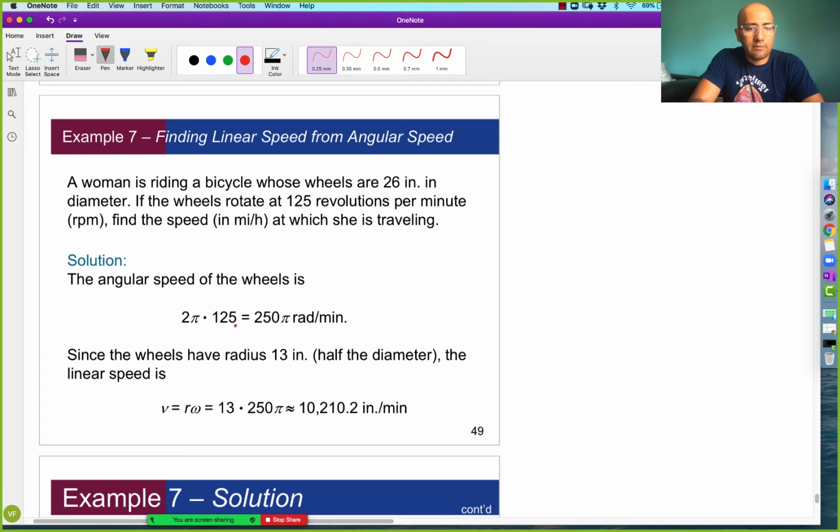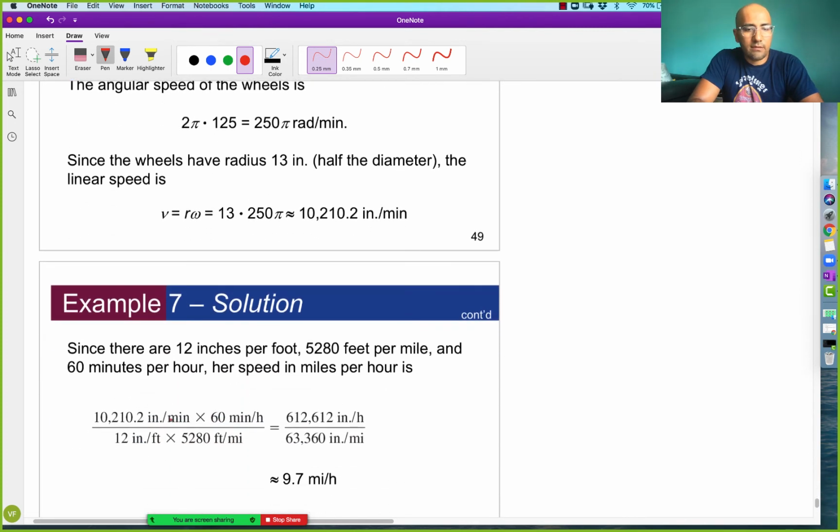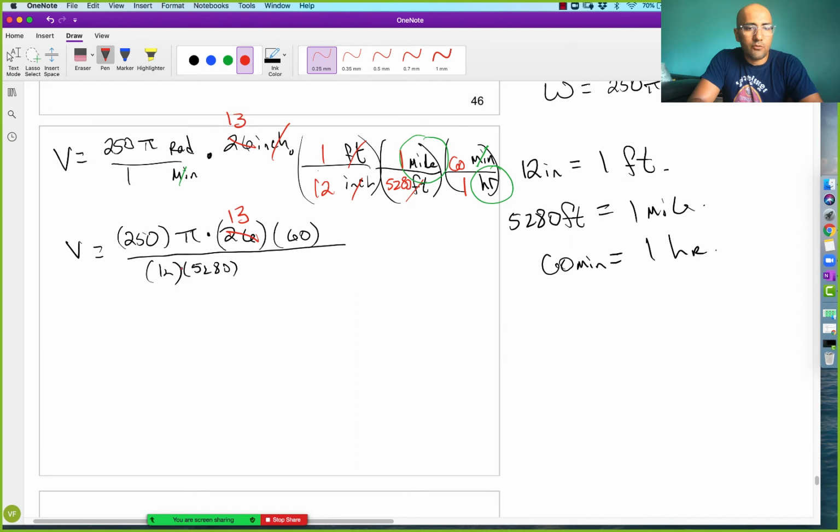Okay, so 2 pi times 125 gets you to 250 pi radians per minute. Since the wheels have a radius of 13, not 26, half the diameter, we use this formula, which gives us approximately 13 times 250, and this is going to be in terms of inches per minute. Okay, and now we got to convert that. So we end up multiplying it by 60, dividing it by 12 times 5280. And that's the same formula we have here, I think. 12 times 5280, 60, yep. Okay, so if we multiply all that out, we should get approximately the same answer.